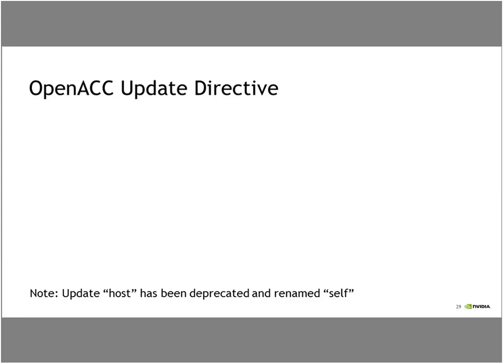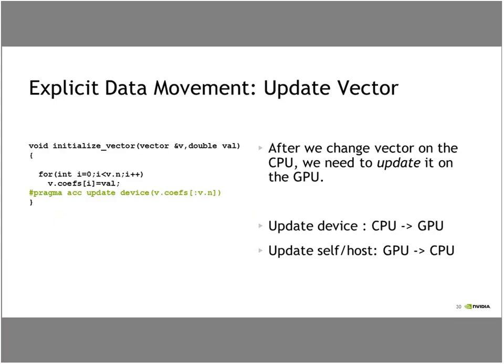Okay. So here is this function that I forgot about when I was running through the lab. It's initialize vector. You see it's a pretty simple loop that just loads a value into my coefficients array. And I say ACC update device. What am I updating? I'm updating v.coefficients. And how much of it am I updating? Well, I'm saying 0. The 0 is implied here, colon, n, and copy n elements.